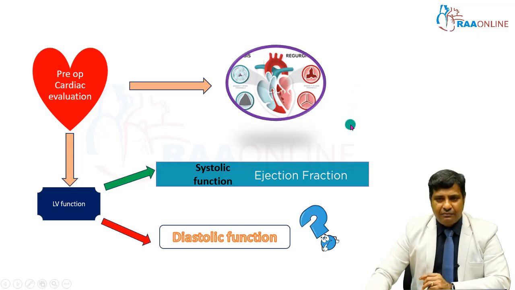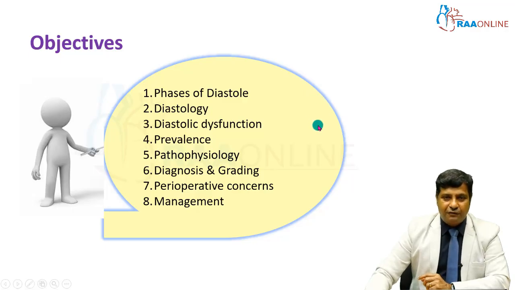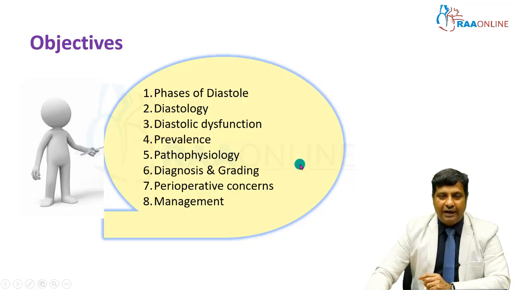With that aim, our objectives are as follows. First, we'll start the discussion by analyzing the diastolic period, what the different phases are, what we mean by diastology, and how diastolic dysfunction differs from normal diastolic function. Then, what the prevalence is at present, what the pathophysiology of diastolic dysfunction is, how to assess, how to diagnose, and how to grade, with the different grading systems. Then, what the perioperative concerns are when you are dealing with a patient coming with diastolic dysfunction, and finally the management.